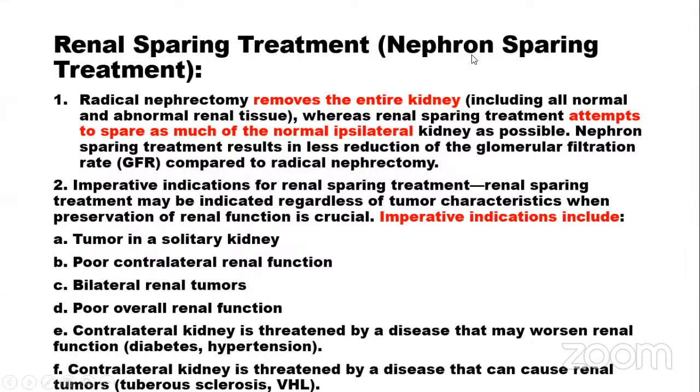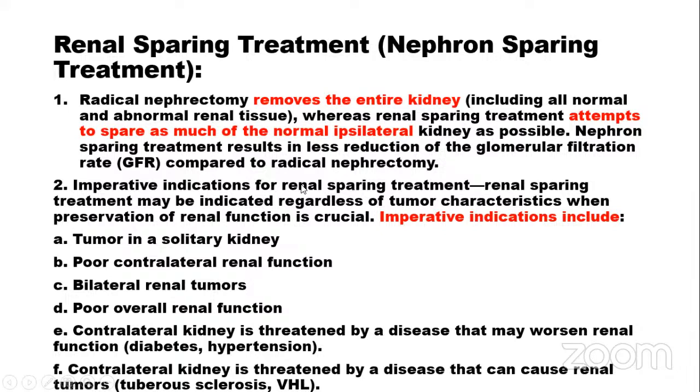Renal sparing surgery, or nephron-sparing surgery treatment. Radical nephrectomy removes the entire kidney, including normal and abnormal tissue. We spoke about all this previously, where renal sparing surgery attempts to spare as much of the normal ipsilateral kidney as possible. Nephron-sparing surgery treatment results in less reduction of the glomerular filtration rate compared to radical nephrectomy.